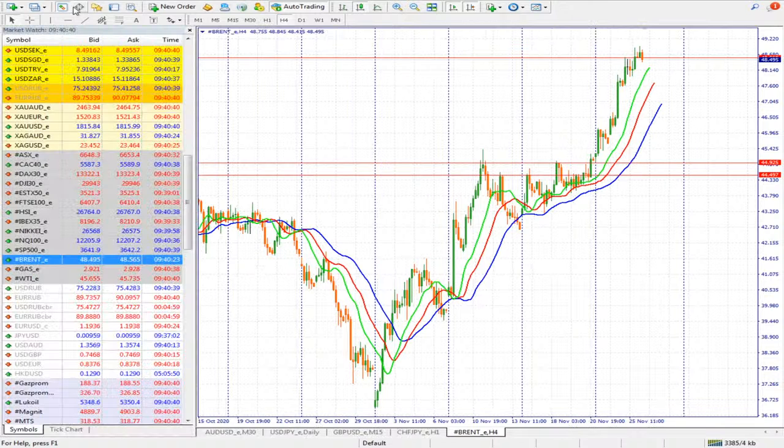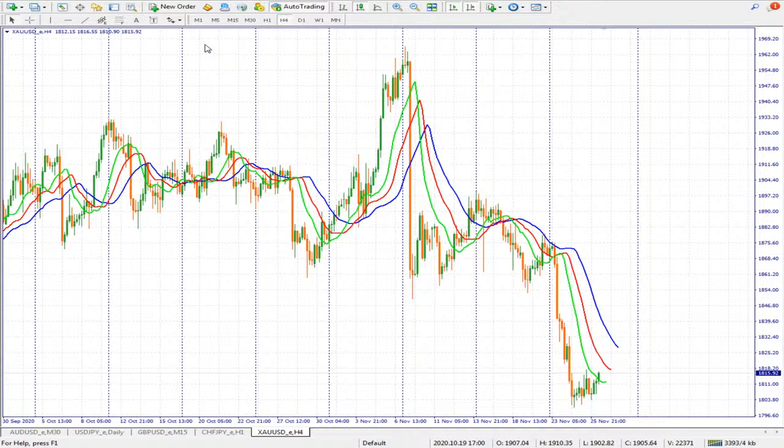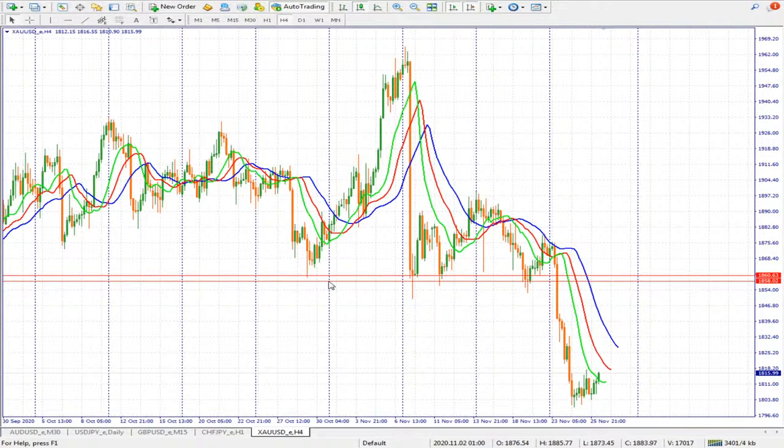So the next chart and the last one for the day is gold. Gold is bearish. We have a very strong bearish trend. We have a support, a support, a support, a support. There is this breakout. So as it is now, we are still downwards, we are still bearish.